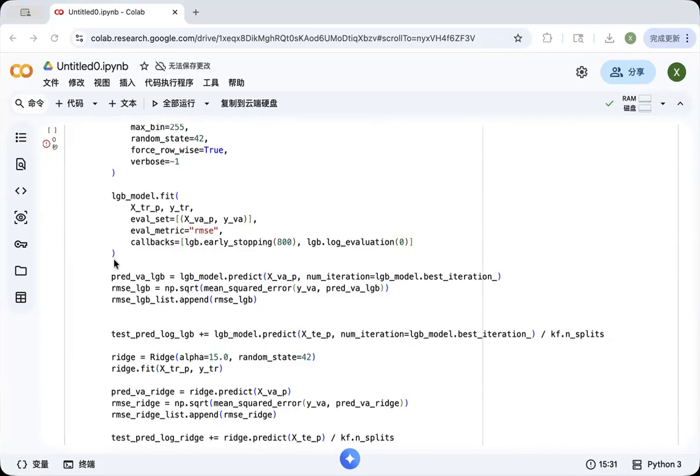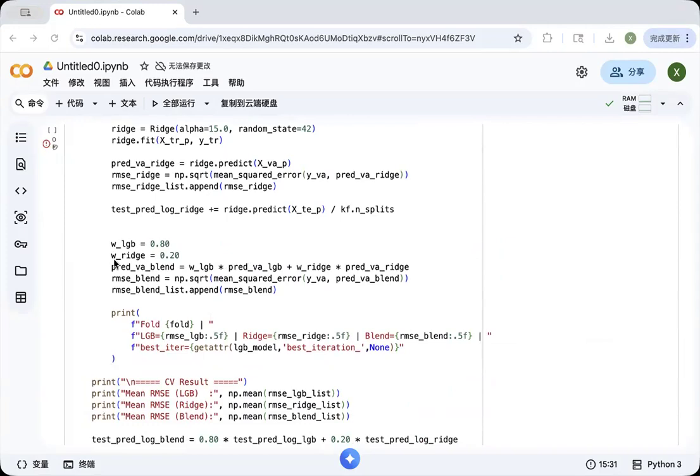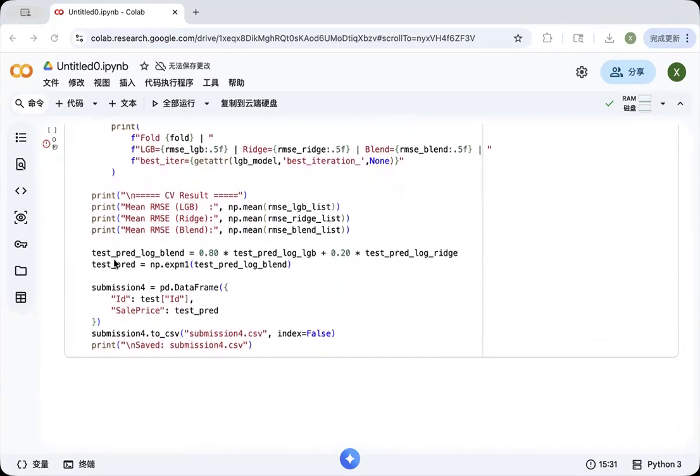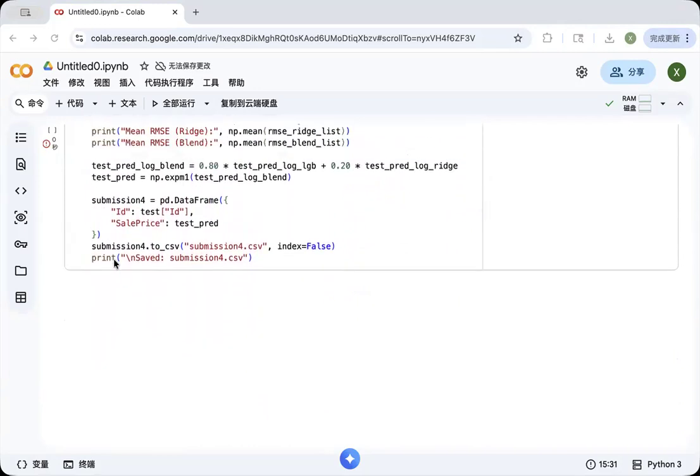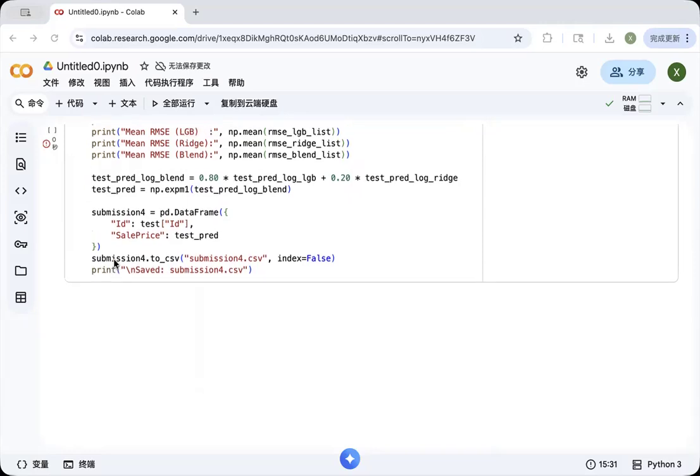Overall, our approach was systematic and iterative. Rather than relying on a single model, we continuously improved the performance, validation strategy, and model combination. This structured process allowed us to progressively reduce error and build a regressor that generalizes well and performs reliably.